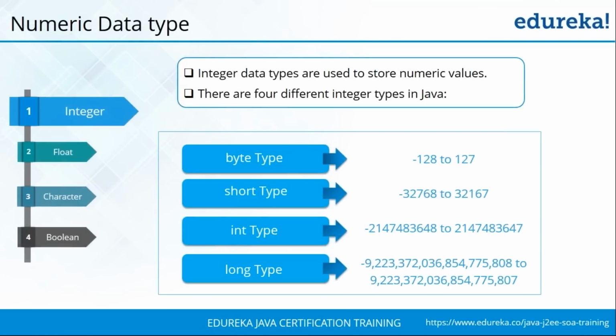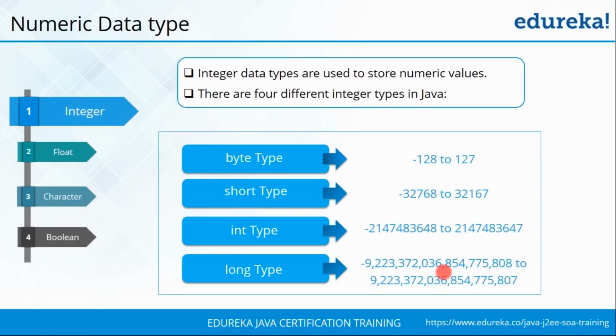Now again, as I've told you, integer is used to store numerical values, and there are 4 different types of integers in Java. Now the first type is a byte. As the name suggests, it takes 1 byte of memory, and it can store a value that is between -128 to 127. Now if you want to store a number that does not fall in this range, that is greater than this range, then you can go ahead and use the next type, that is the short. In short, the range increases, you're going to store -32,768 to +32,767.